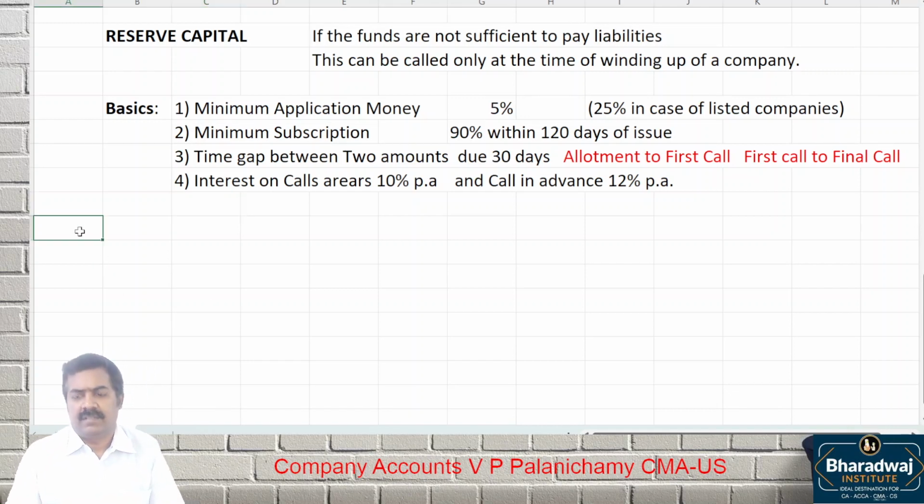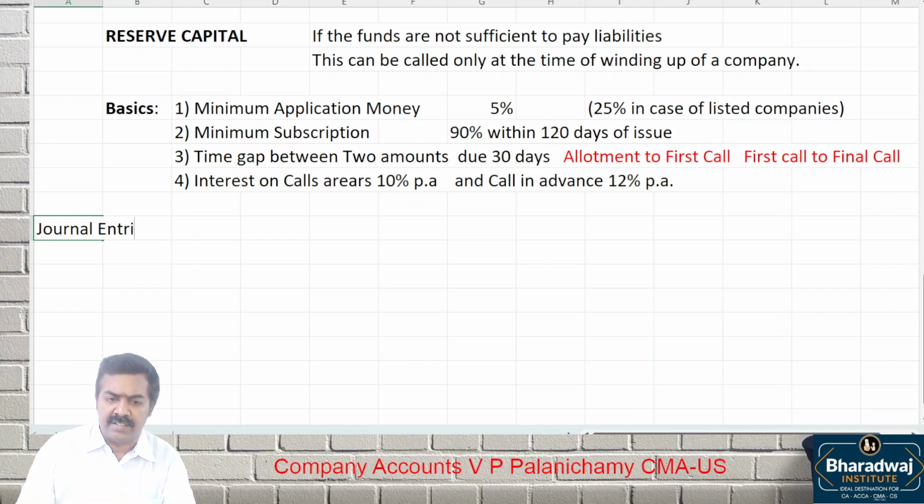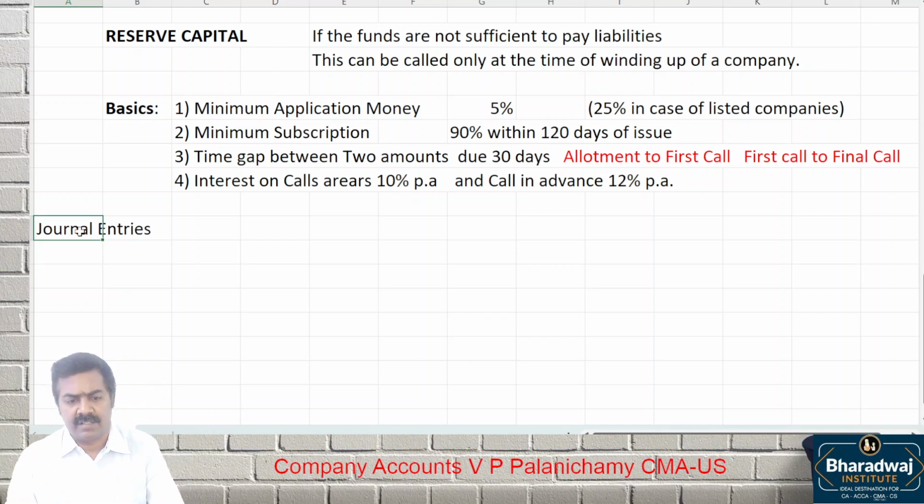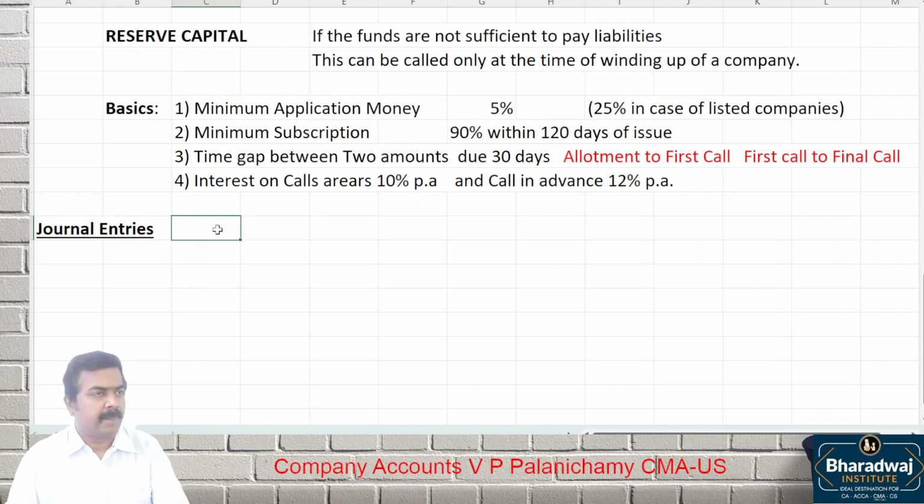All these that we have seen so far are theory, which is important for examination. Now let us go for certain practical area. Journal entries. We learn journal entries through an example so that we understand in a better way.